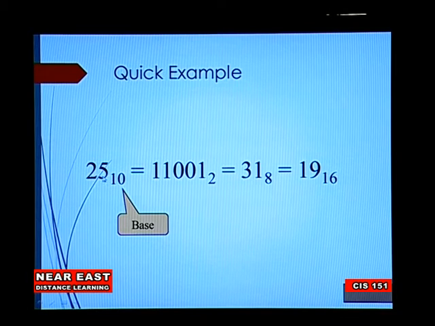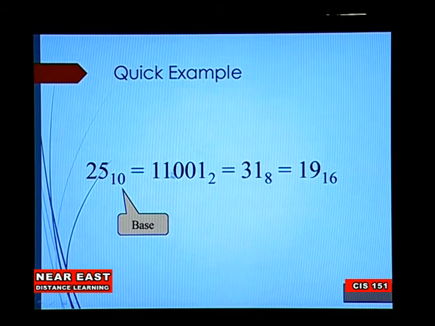A quick example. We have the number 25 in base 10. Base 10 is decimal. So 25 represented in base 10, in decimal, is equal to 1101001 in base 2, which is binary. And again, it's equal to 31 in base 8, which is octal. We said before, 8 is octal. And it is again represented as 19 in base 16, which is hexadecimal.